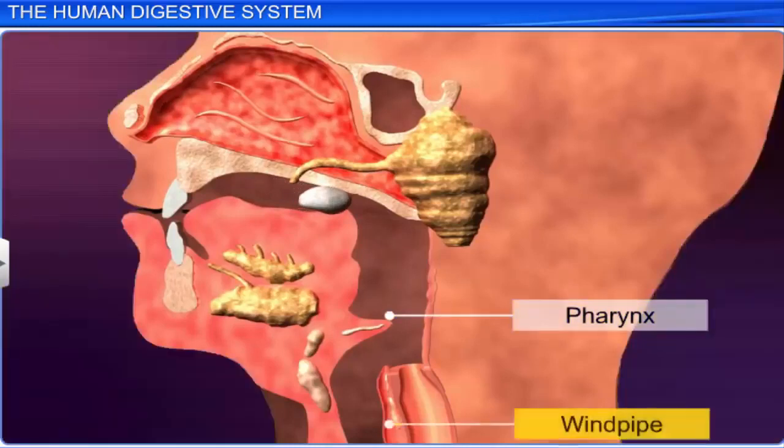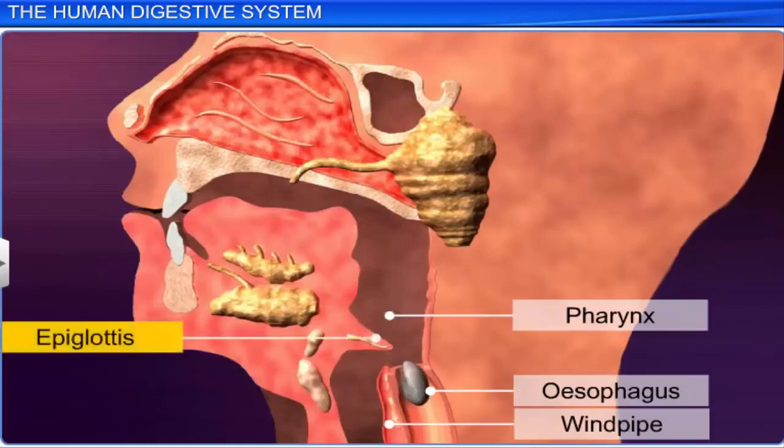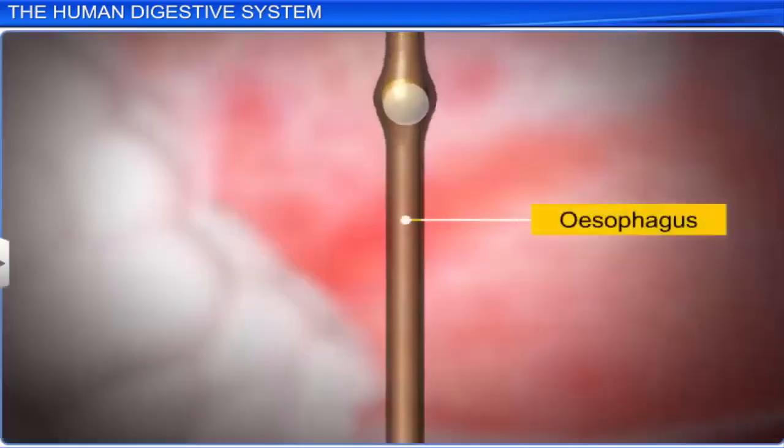The pharynx opens into the windpipe or trachea and esophagus, a narrow tubular muscular organ. When food moves through the pharynx and approaches the esophageal entrance, a flap of elastic cartilage tissue called the epiglottis reflexively closes, thereby preventing the food from entering the windpipe. The esophagus conducts the food from the pharynx to the stomach.